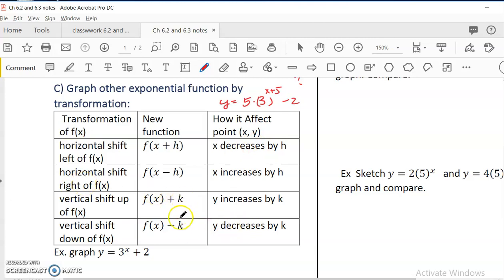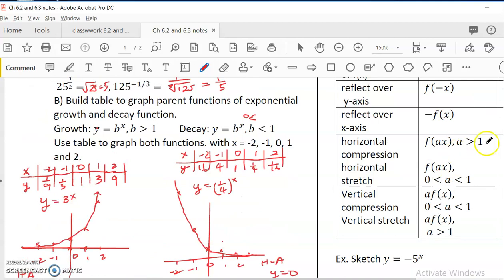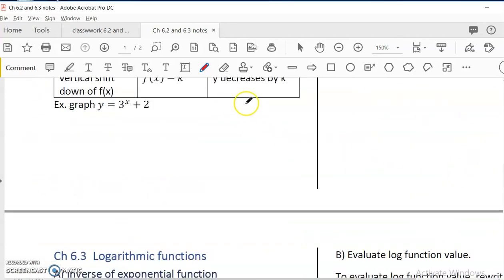And if it is a plus or minus outside like this one, then it is up and down. So this is shift. And of course, we also have vertical stretch and reflection and all those. We'll talk about those later. But these are the major ones.